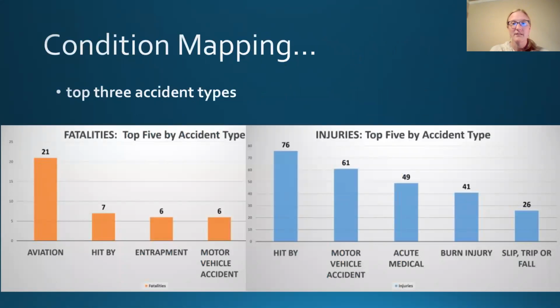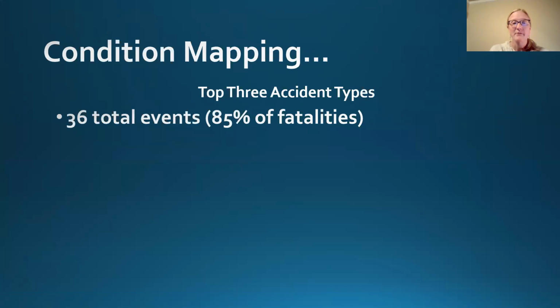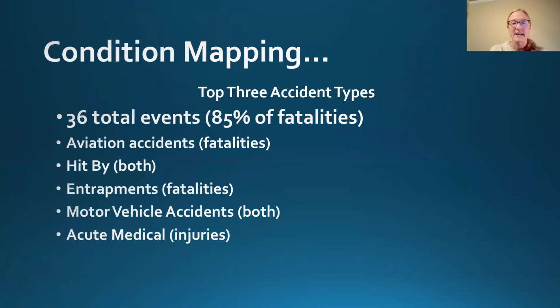Just as a reminder, here are the top 3 accident types. For fatalities, we condition mapped aviation, hit by, as in hit by a tree, entrapment or burnover, and motor vehicle accidents. For injuries, we condition mapped hit by, motor vehicle accidents, and acute medical. These top 3 categories included 36 events, which is 85% of the fatality incidents. You can see that hit by and motor vehicle accidents were common accident types between both fatalities and injuries.